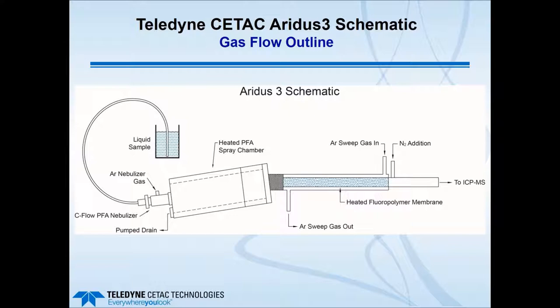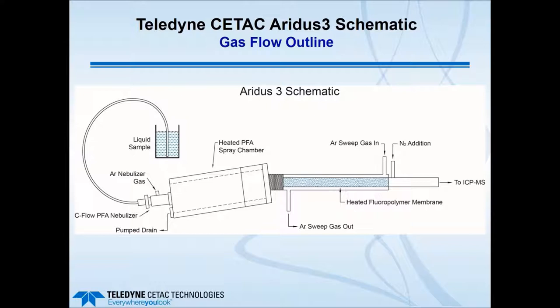One last expedient we can do is we can add a very low flow rate of nitrogen, and this is depicted as being added after the membrane. We would not add it before or in the middle of the membrane, else it would be lost. But that low flow of nitrogen then combines with the dry sample aerosol and then proceeds to the ICP-MS torch, and then that sample stream is then analyzed. We'll talk a little bit more, of course, about the nitrogen addition and the effects that it does have.